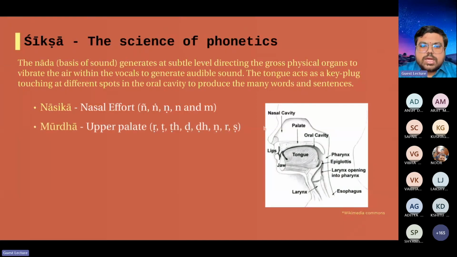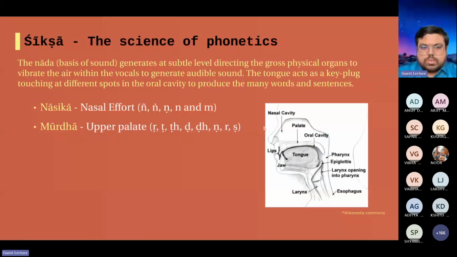Then we have murdha, which means upper palate. Now you can pronounce these and check which region is the upper palate: ta, tha, da, dha, na, ra, and sha. For all these, the tongue touches the upper palate so as to utter them correctly.